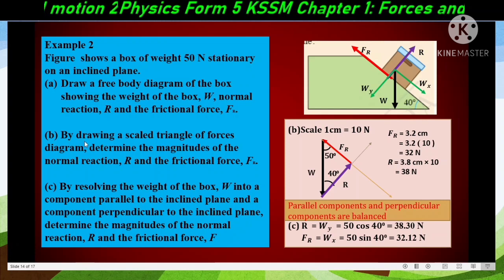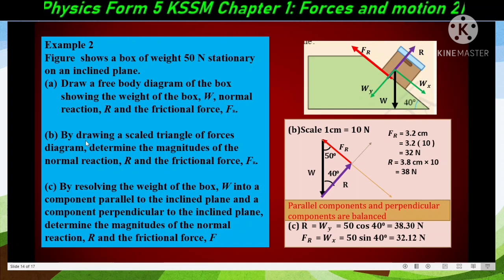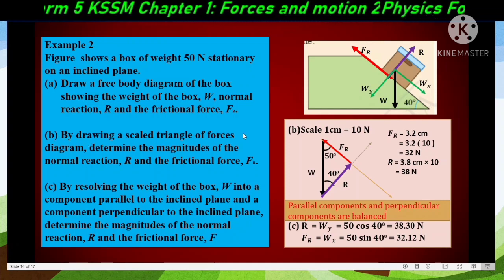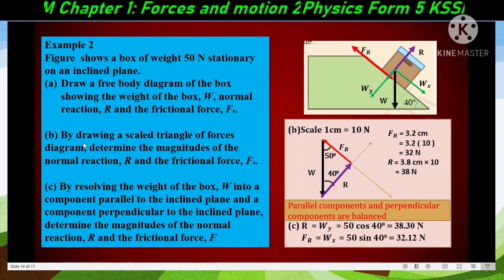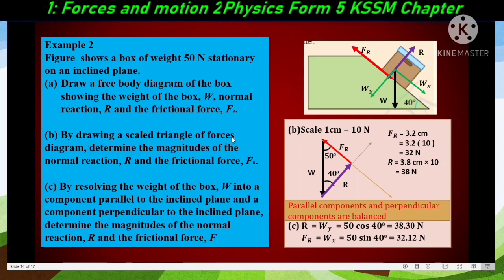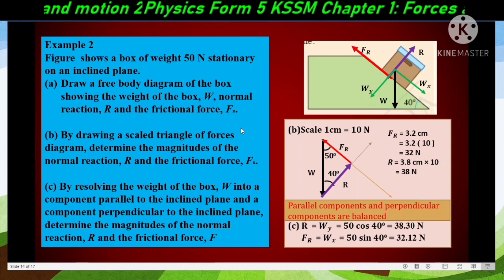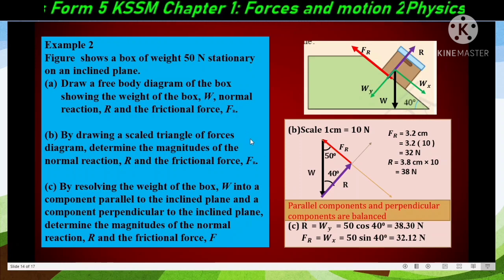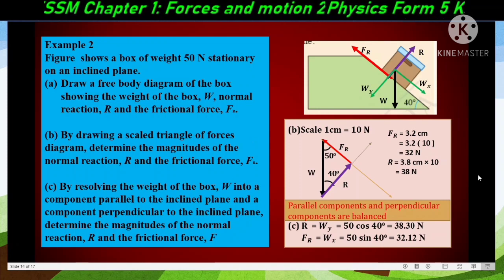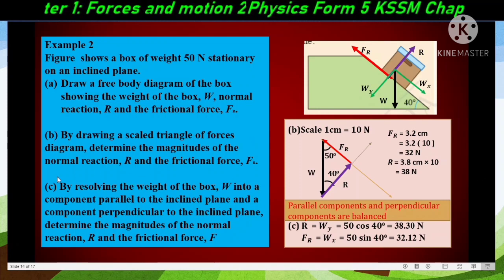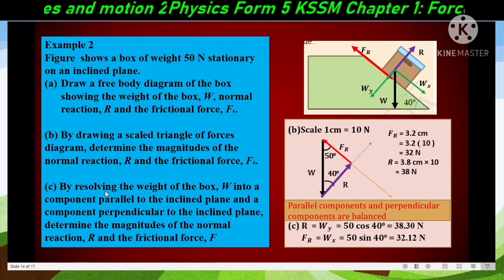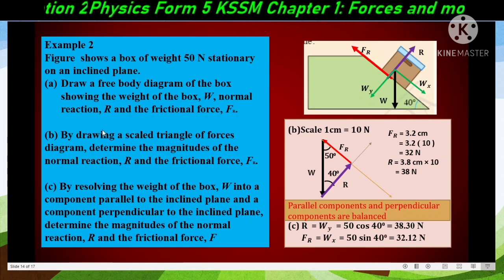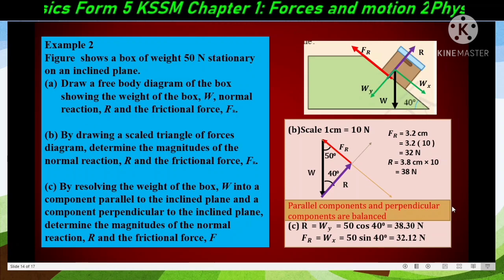If the question states drawing, then you need to draw. If there is no mention of drawing, you can choose to use either the resolution method or the mathematical formula to solve it. But if it is stated clearly resolving, you need to resolve. If stated drawing, you need to draw. Okay.